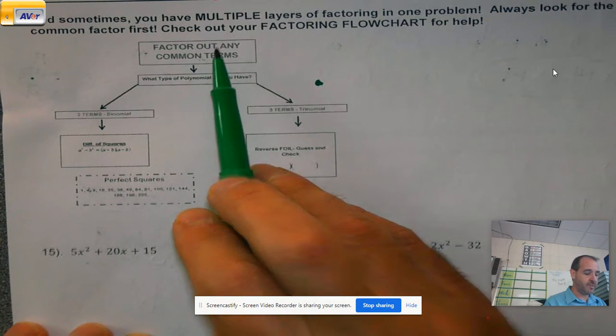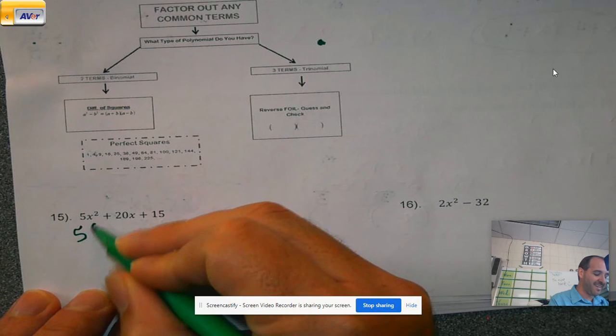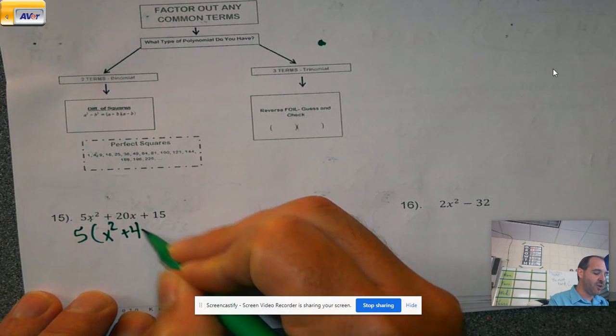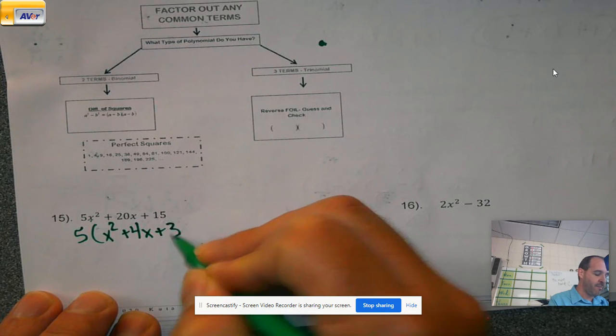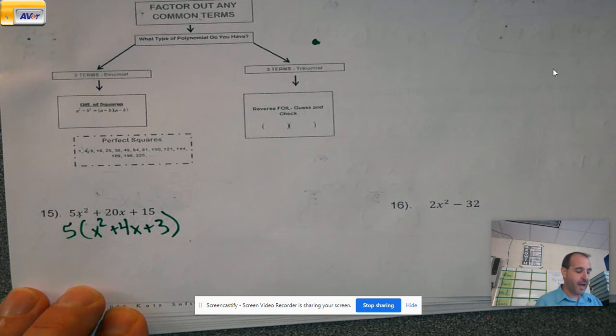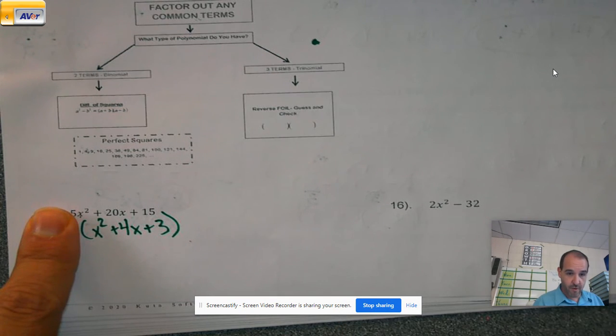Any common terms? Oh, well, they're all divisible by 5. Okay, let's get that out of there first, and make sure you're dividing every term there by 5. Now, just by doing that first step, we're going to ignore this 5, though it will still be part of my answer, for right now. I have to factor what's in the parentheses, and my life just got a whole lot easier.